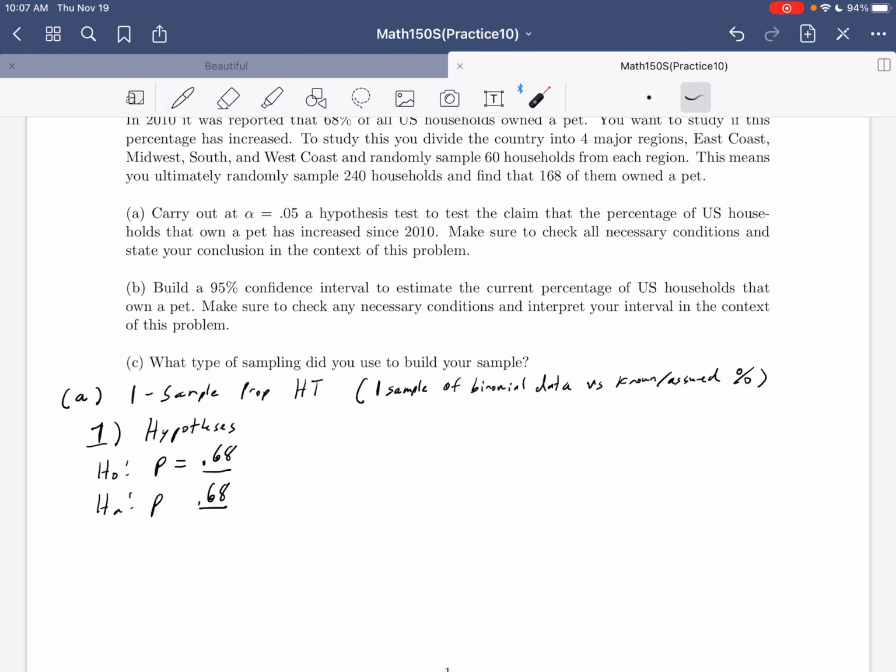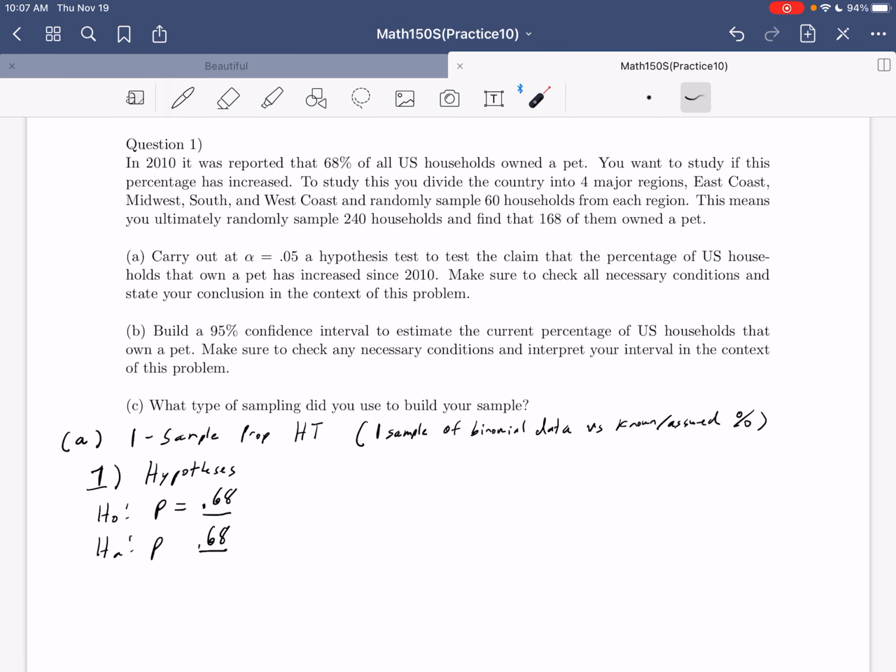Okay, now we need to focus on our alternate and figure out what our claim is. Remember, this is what we want to study. It says right here you want to study if this percentage has increased. So since we're trying to study if it has increased, we'll put p greater than 0.68. Our baseline assumption is that the percentage of U.S. households that own a pet is still 68%, but our claim is that it is greater than, or has increased from, 68%.